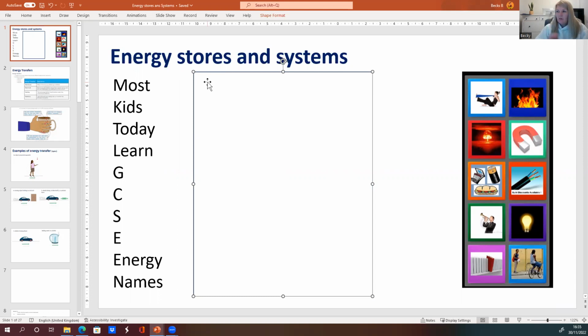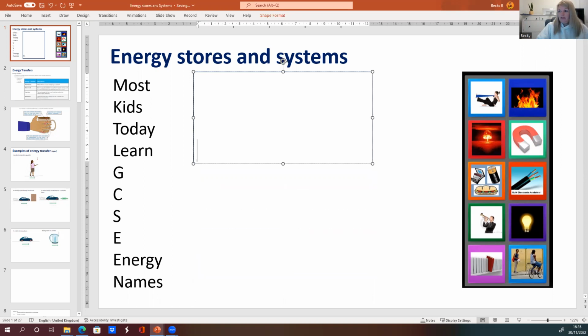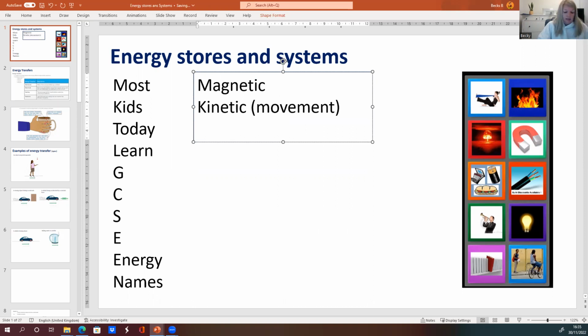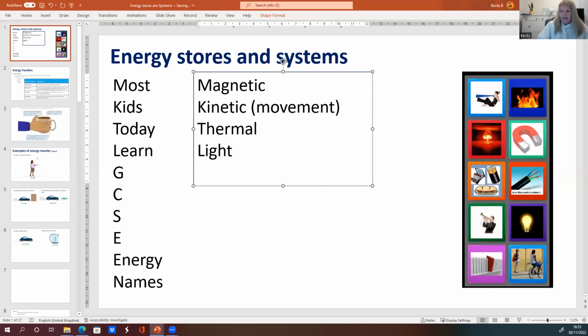The way that I remember it is, most kids today learn the GCSE energy names because they've got to know them, but the first letter is the first letter of the different types of energy. So if we whiz through these first of all, M, we've got magnetic. K is kinetic. That's about movement energy. T is thermal. I could do with a bit of thermal energy right now. Freezing. L is light, enables us to see.